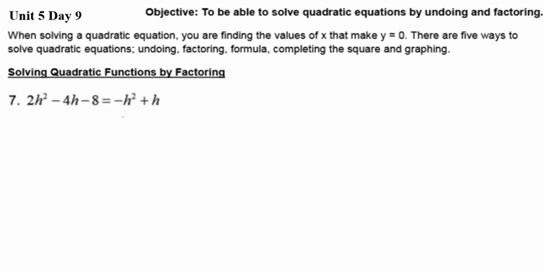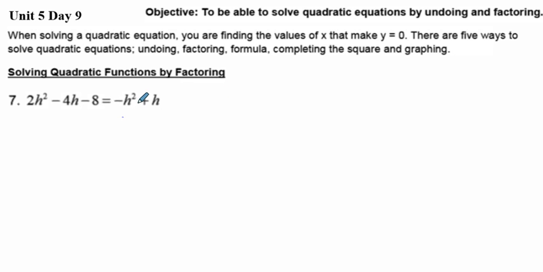Let's try one more. So here we've got 2h squared minus 4h minus 8 equals a negative h squared plus h. So again, looking at this quadratic equation, we can see that the left-hand side is simplified, the right-hand side is simplified. However, when we were working with the quadratics before, we had basically all of the variables and like terms combined on one side of the equation, and it typically equaled a value. So we want the same thing to happen here. We want to combine our like terms.